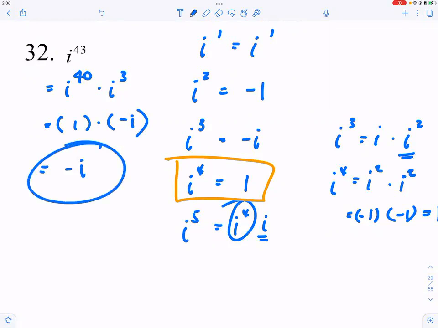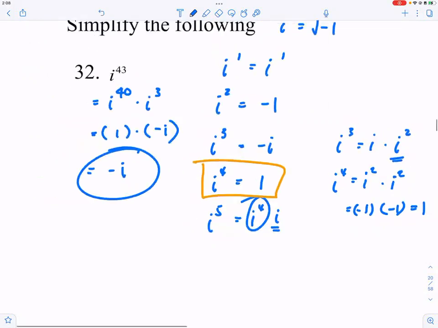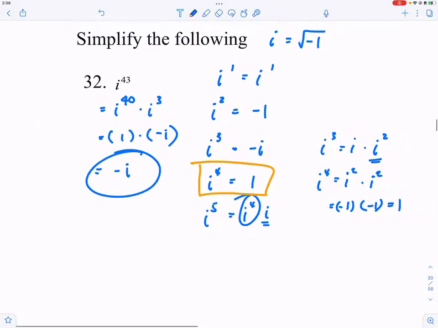Okay. Now, there should not be any circumstances where your answer will contain the letter i with a power of 2 or greater. It should be either with a simple i or just no i at all. Okay. So that's question 32.